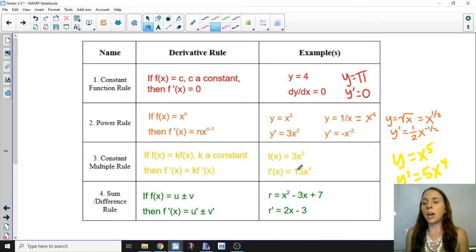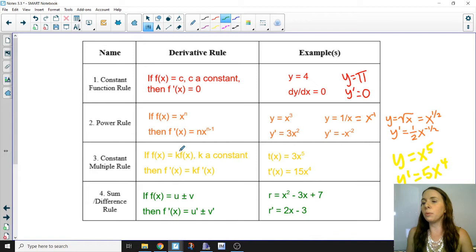This one will come in handy, especially when we get into other types of functions like trig functions, exponential functions, logarithmic functions. Anytime you have a constant multiple with any of those functions, you just carry it along when you take the derivative of those functions. You don't need to know those ones yet, but soon you will. So keep in mind this constant multiple rule.